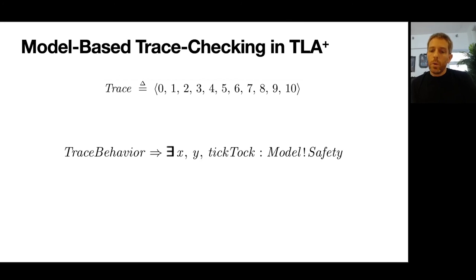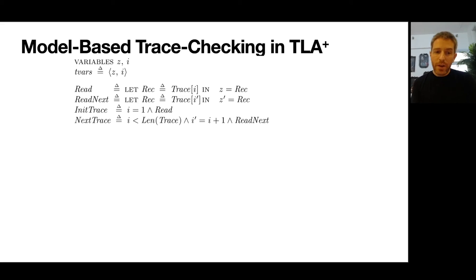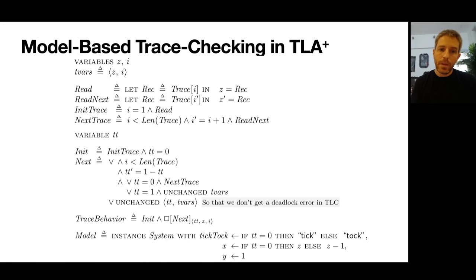Ordinarily, we'd eliminate the temporal existential by constructing the sought-after behavior ourselves, adding auxiliary variables and a refinement mapping to fill in the values for the hidden variables. We read the trace as before, but to turn it into a formula we can check against the system model, we add an auxiliary variable TT that adds a stuttering step to mimic the ticks and the talks. And then we conjure appropriate values for x and y.